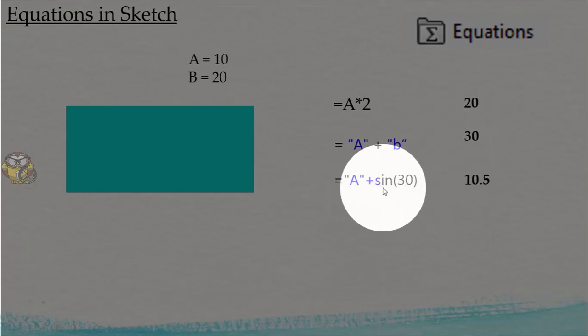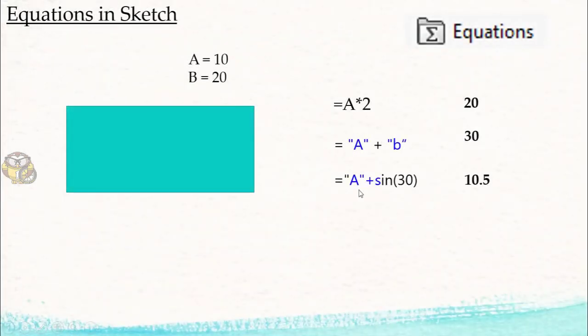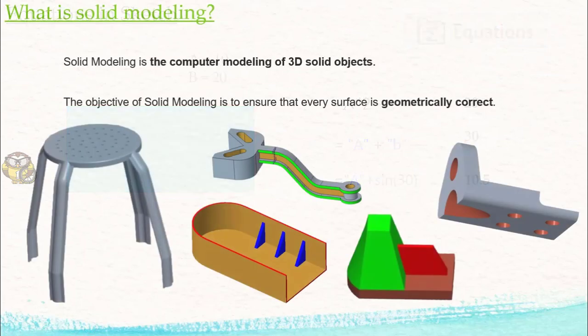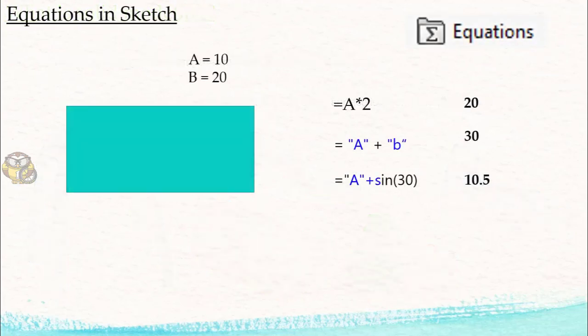Otherwise we can use sine or cos also. A plus sine theta, sine 30 equal to what is the value. So using this equation, we can create the dimensions in the sketch module. That one I am going to explain first. After that, we are going to use the solid model. So first I explain the sketch, then I come back to the presentation and explain other tools.